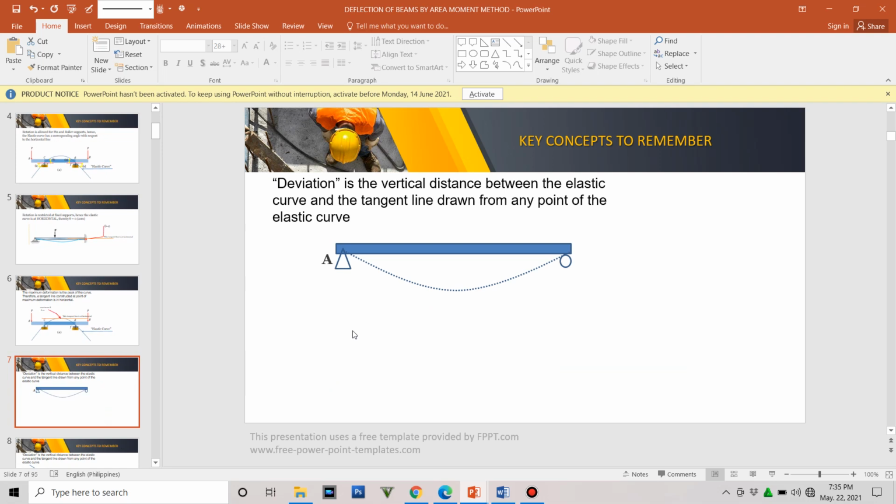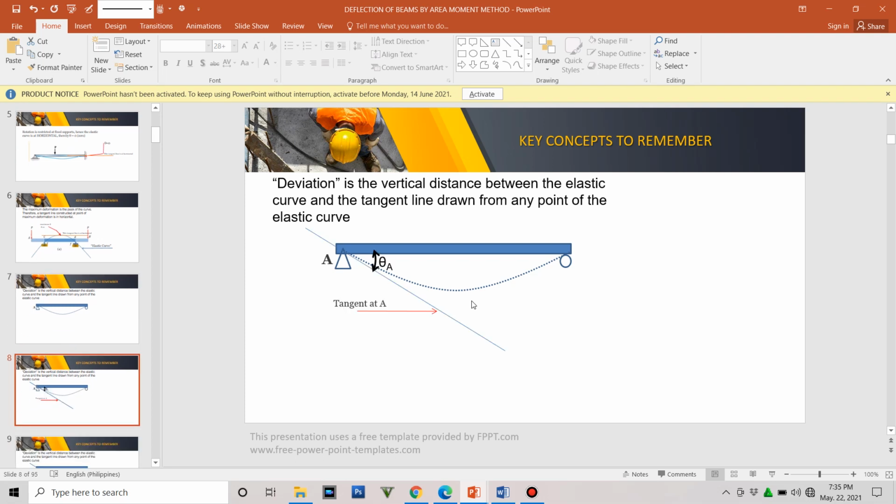So, another concept to remember is that deviation is the vertical distance between the elastic curve and the tangent line drawn from any point of the elastic curve. So, ito yung elastic curve, ano? So, if we are going to make a tangent line at A, there will be a corresponding slope at A kasi nga yung A is a pin connection. Okay? A pin connection.